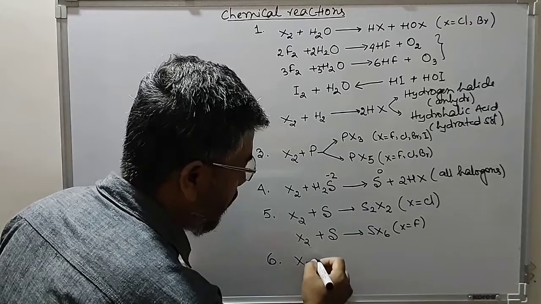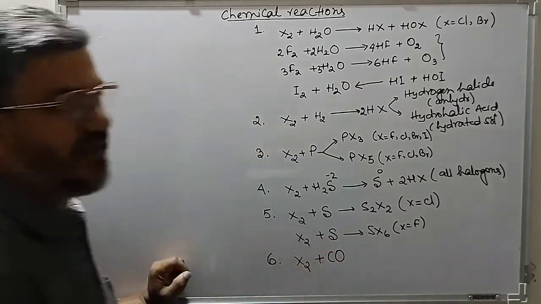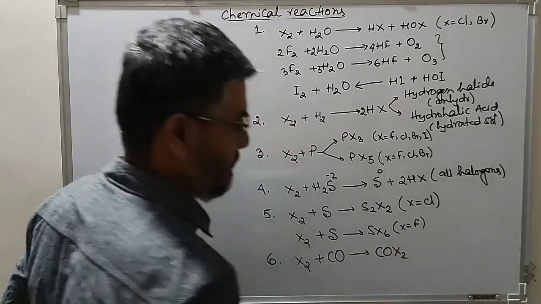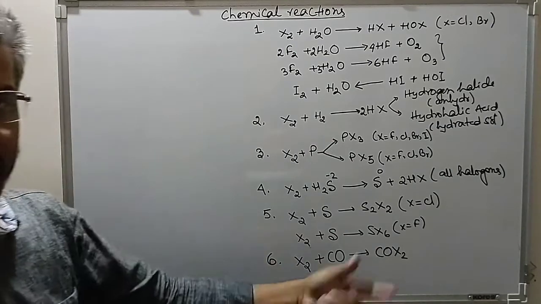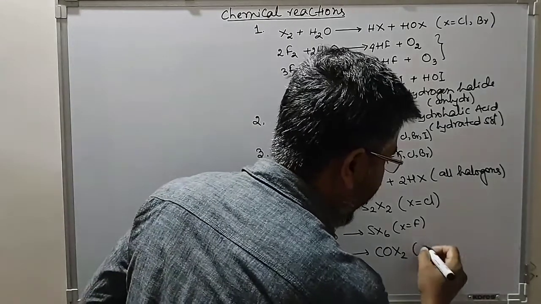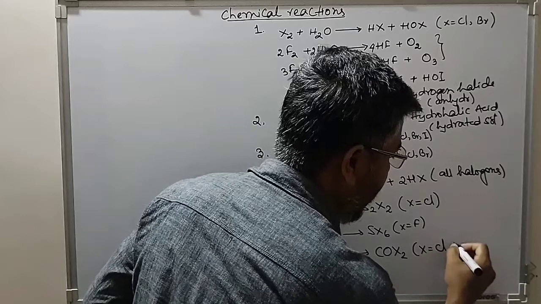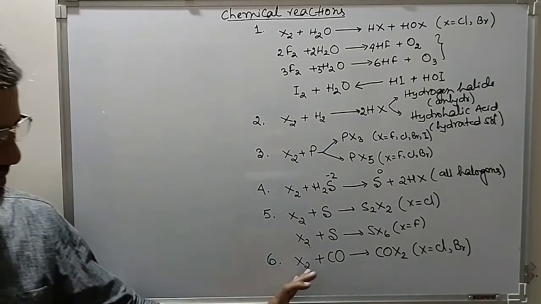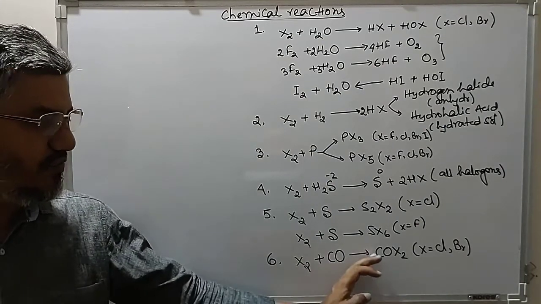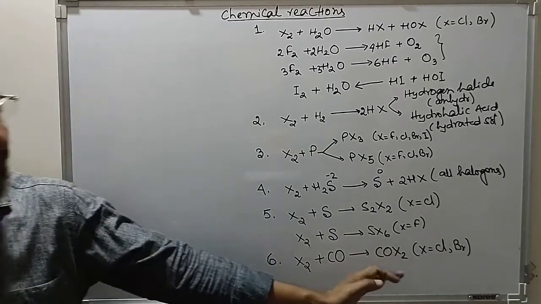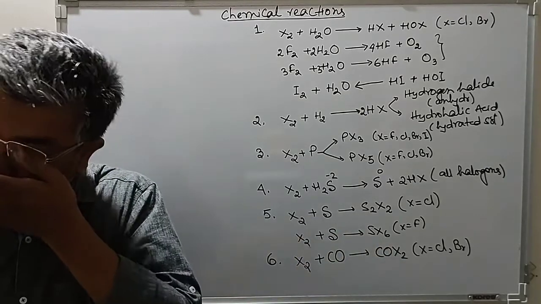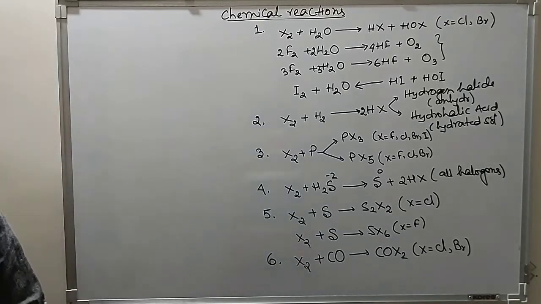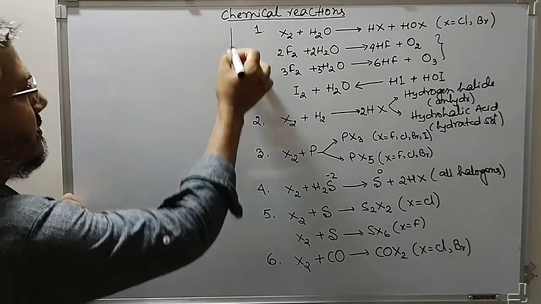Halogens X2 also react with carbon monoxide gas to give you COX2, carbonyl halide, where X is equal to Cl and Br. So the reaction of halogens with carbon monoxide gives you COX2, where X is chlorine or bromine, that is carbonyl halides.